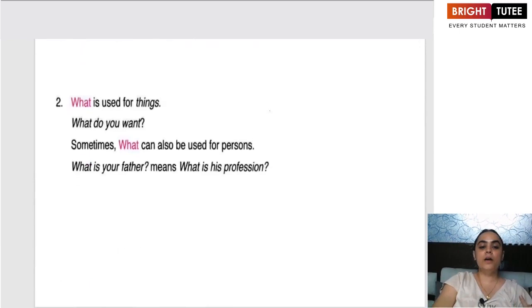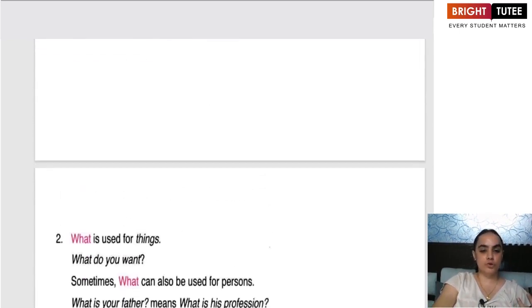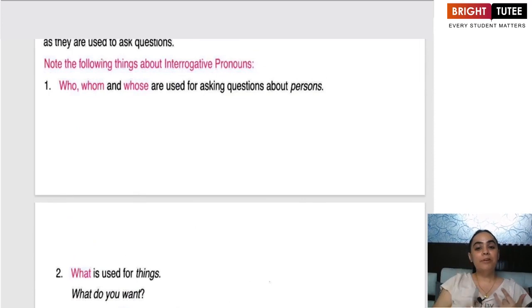So when we are going to talk about a person: Who is that? Who are you talking to? Whom did you meet? Whose bag is it? Whose car is this? So when you are asking questions about a person, we are going to use who, whom and whose. Okay? Who, whom and whose are used when we talk about a person.